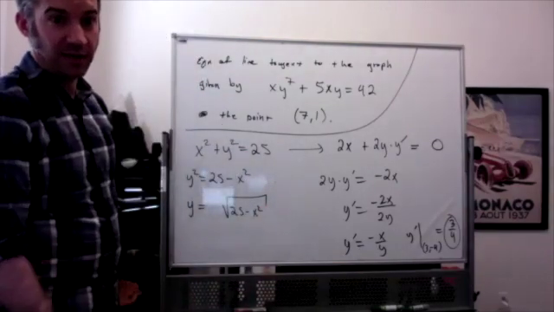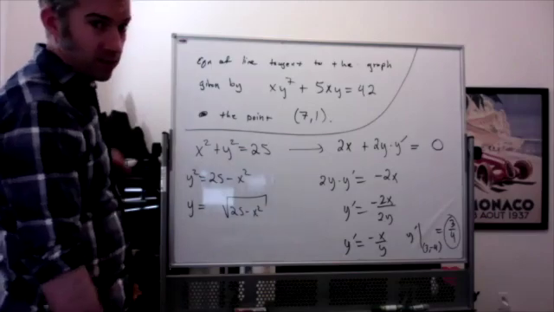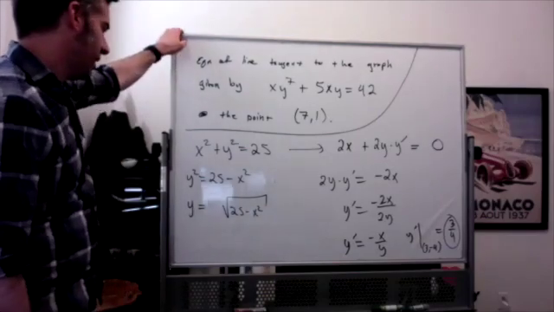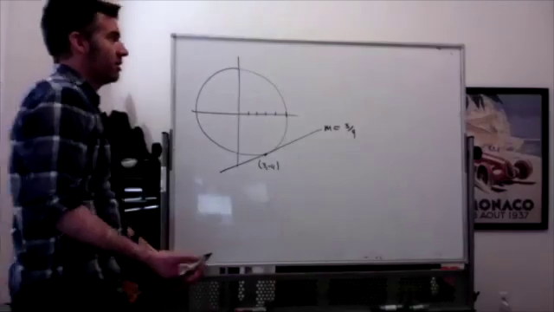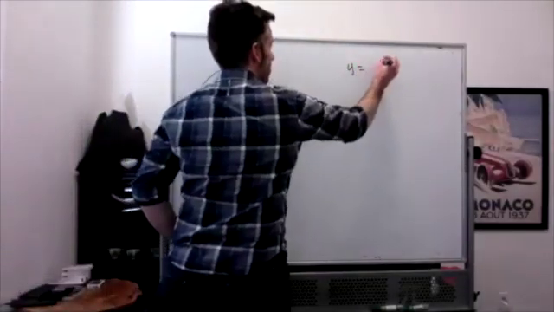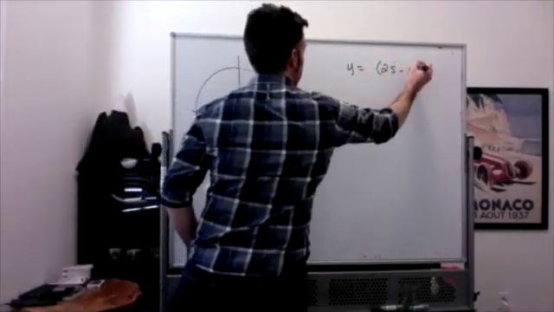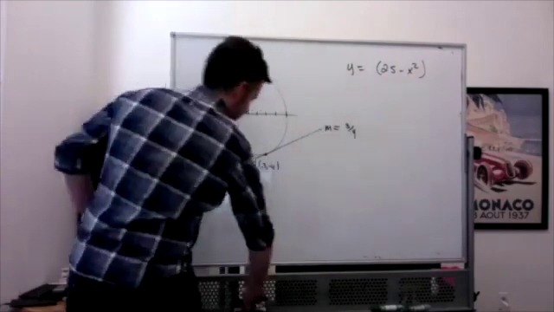Now I left something out there, which we'll fix once we see what the mistake is. Let's go to the other side, just so I can take the derivative. So y is the square root of 25 minus x squared.